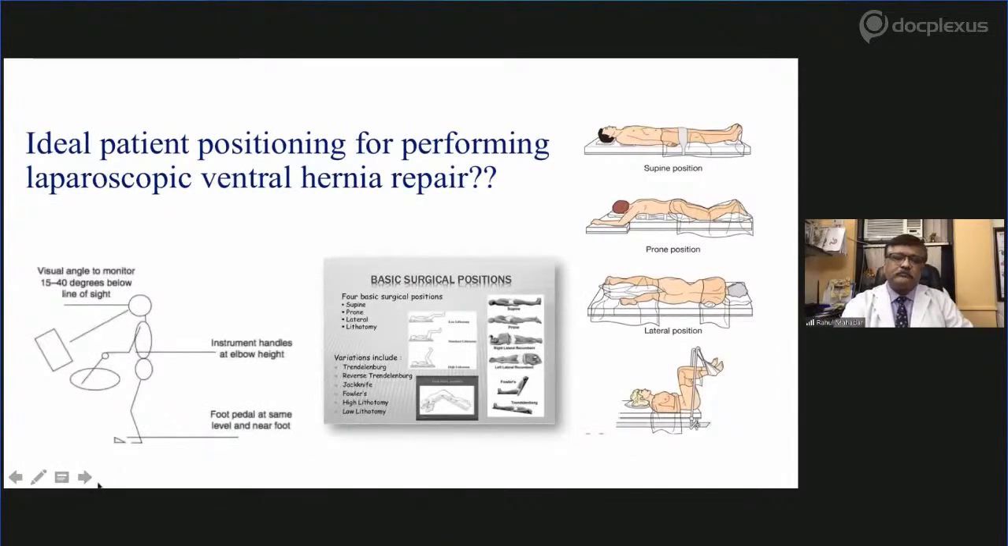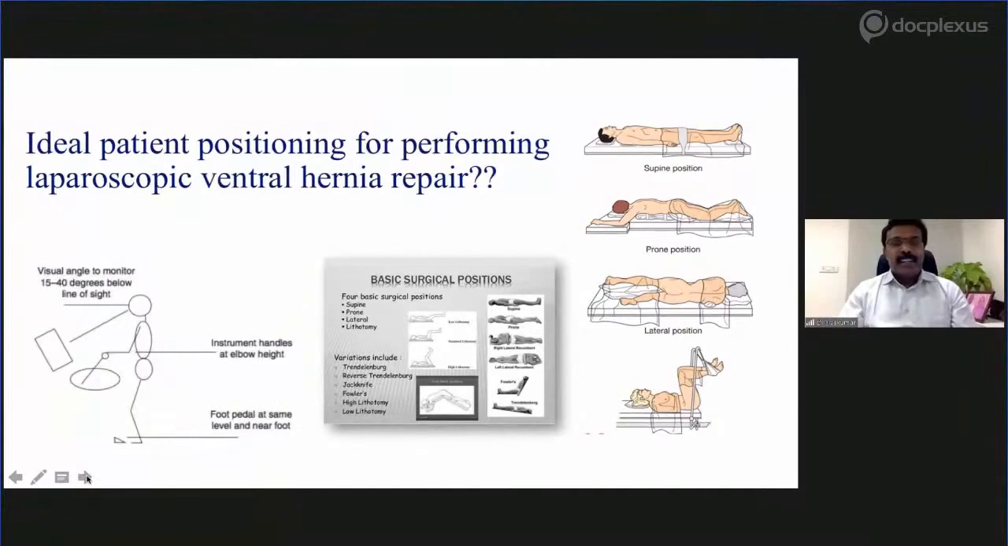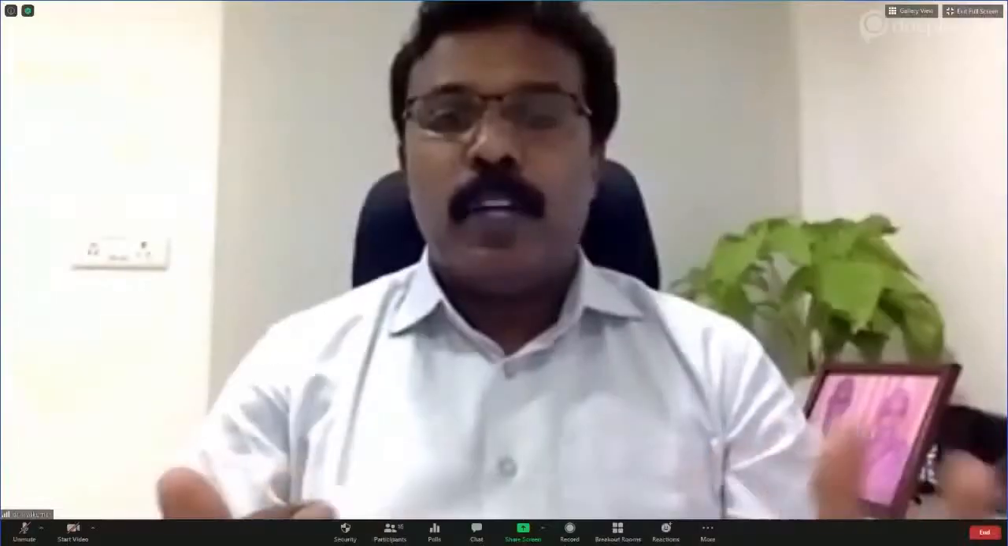Okay, thank you very much. And how do you plan your OT layout and port placement for this type of hernia? When there is an epigastric hernia, an umbilical hernia, or an infraumbilical hernia, how are you going to place your ports?